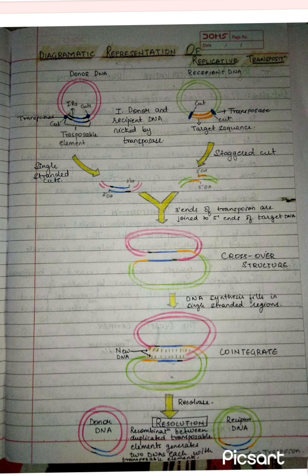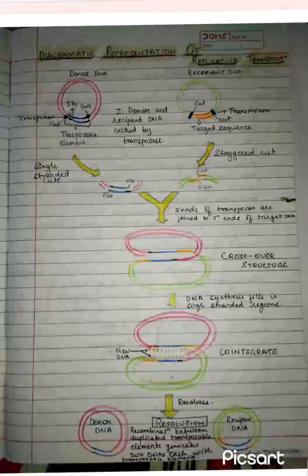Then the 3' ends of the transposons are joined to 5' ends of the target DNA. So it will happen in the crossover mechanism, where 3' OH of the cut transposable element will bind to the 5' ends of the target DNA, which will be present in the recipient DNA. So a crossover structure will be formed. Then the DNA synthesis fills in single stranded regions.